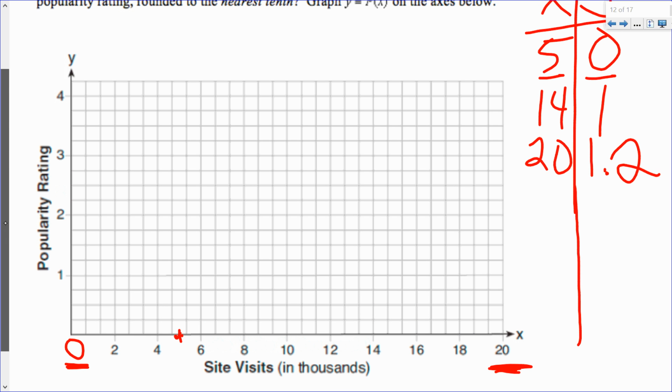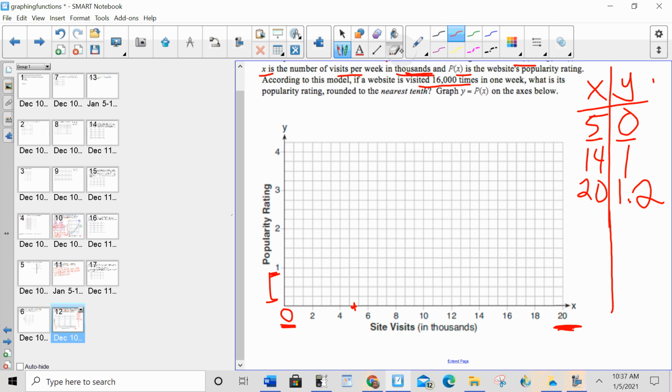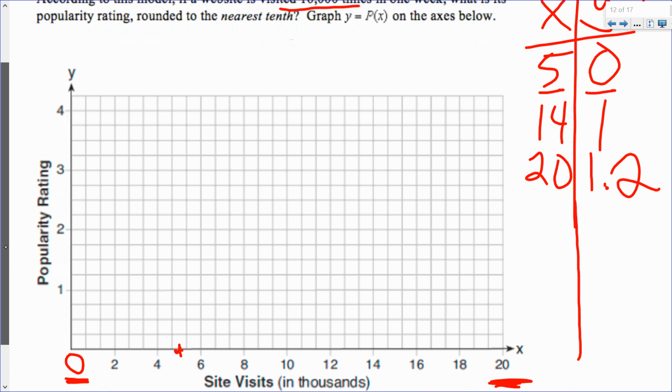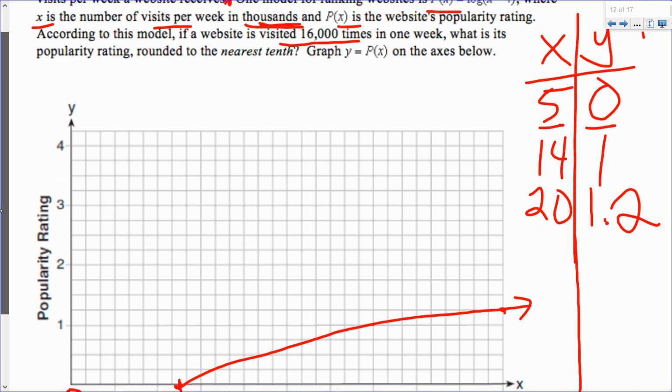And notice that on the y-axis, every 4 boxes is worth 1. So just pay close attention to that. 14, 1 is going to be right there. 20, 1.2 is going to be right there. It's a curve. I don't draw an arrow into the axis, but I do draw an arrow out, and I'm going to label this as P of X.